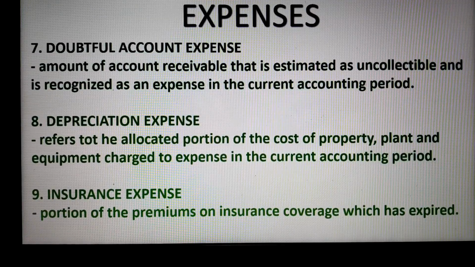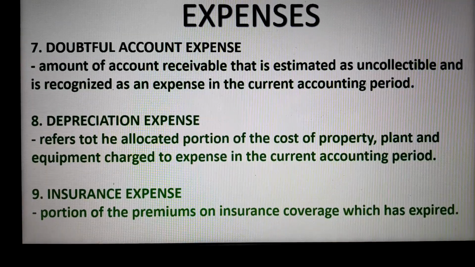Next expenses are doubtful account expense. So in the current assets, naa tay contra asset nga allowance for doubtful accounts. Ang iyahang partner ana kung mag-record na dayon ka is the doubtful account expense. So amount of account receivable that is estimated as uncollectible and is recognized as an expense in the current accounting period. Nga expense man siya kay dili ka sure kung makolekta ba nimo siya or dili.